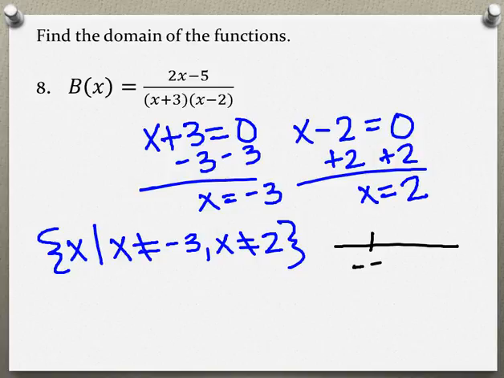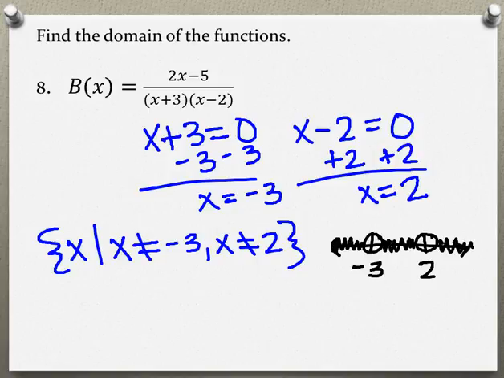And then if we write it in interval notation, if we were to graph it on a number line, if we mark -3 and +2, and if we were to shade the domain, we would exclude -3 and 2, but we would shade everything else except for those values.